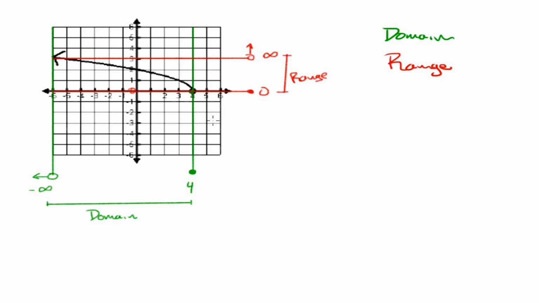Again, the way we actually want to write this out is using mathematical notation. So my domain would be written as -infinity is less than x, which is less than or equal to 4, and my range would be, this one's the small one, so 0 is less than or equal to y, which is less than infinity.